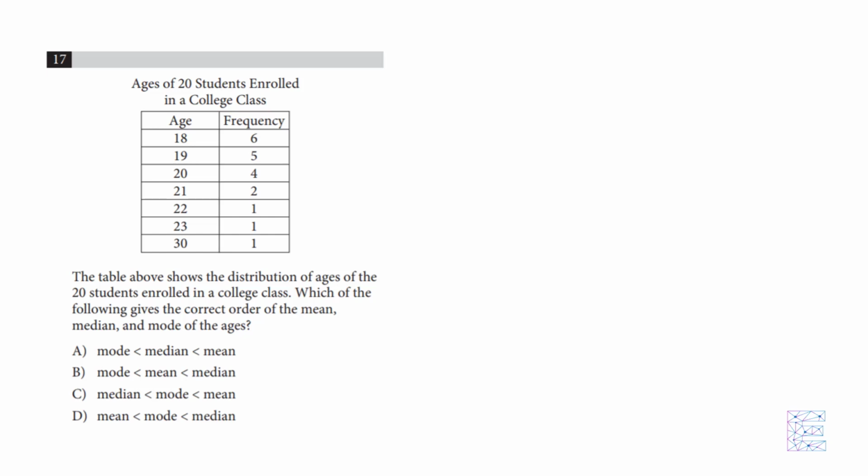The table above shows the distribution of ages of the 20 students enrolled in a college class. Which of the following gives the correct order of the mean, median, and mode of the ages? So real quickly, quick reminder, mean is the average.